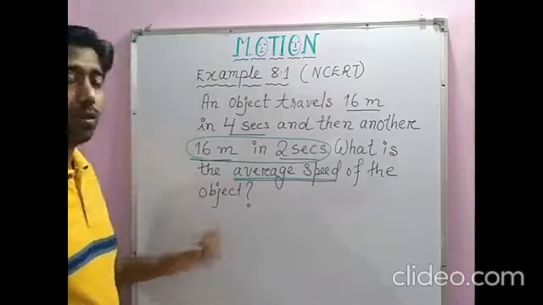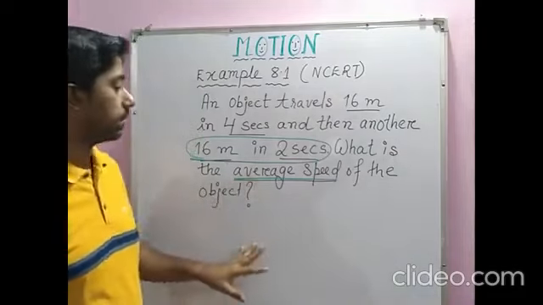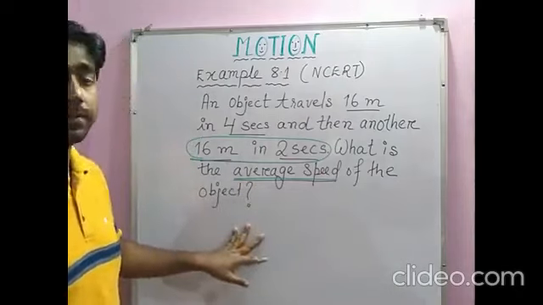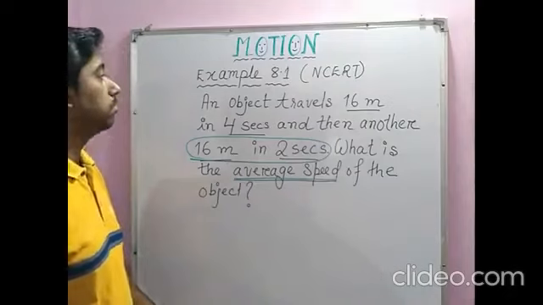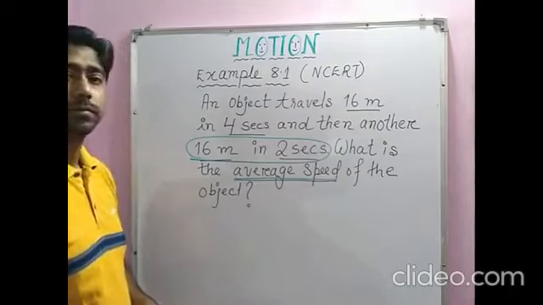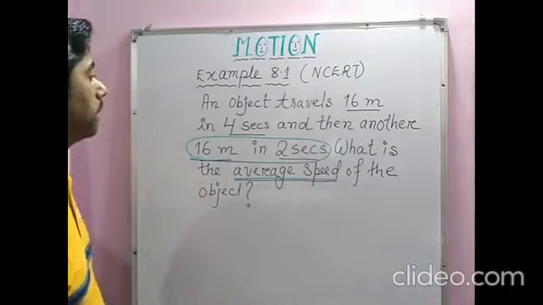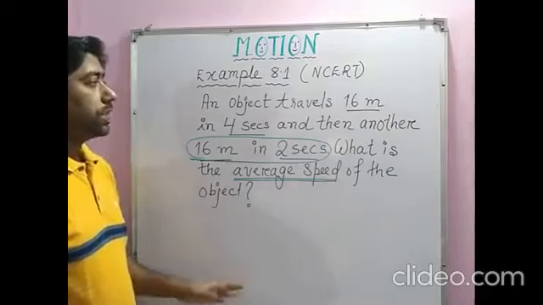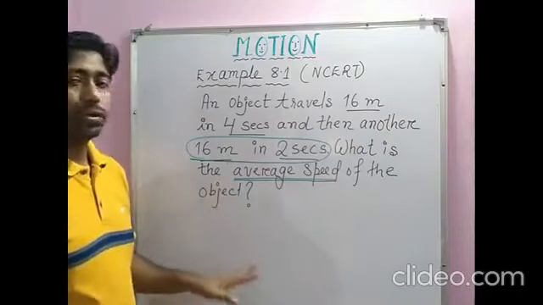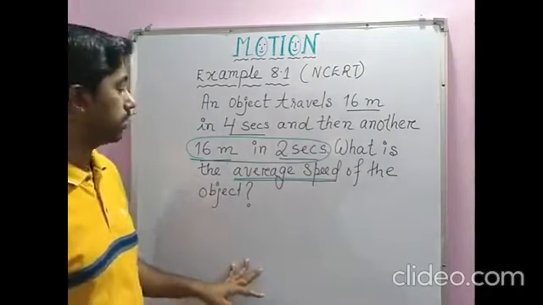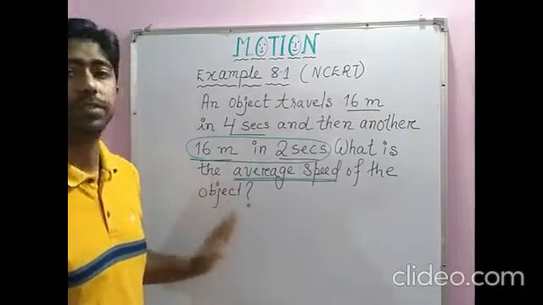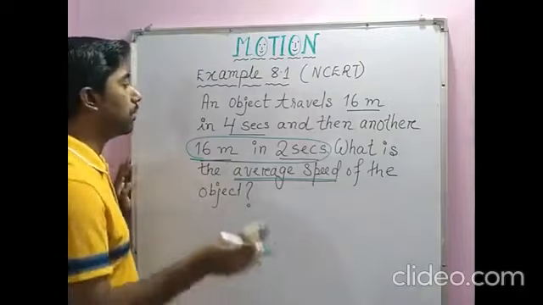So all of you take note of this question. First write this question in your copy. Then we will solve it. An object travels 16 meter in 4 seconds and then another 16 meter in 2 seconds. What is the average speed of the object? I hope you have written the question.